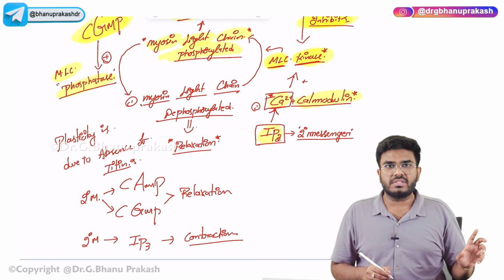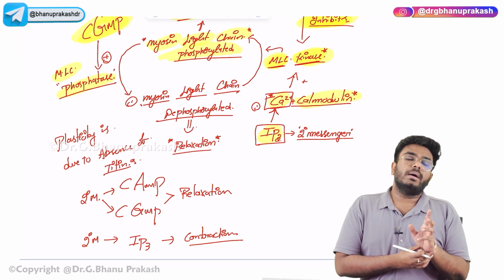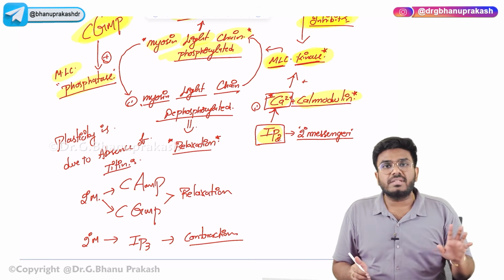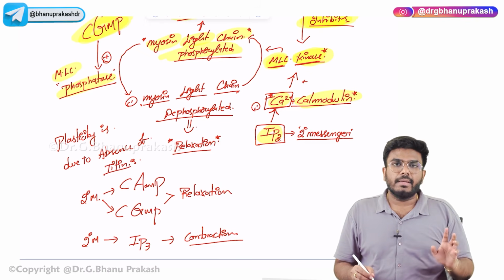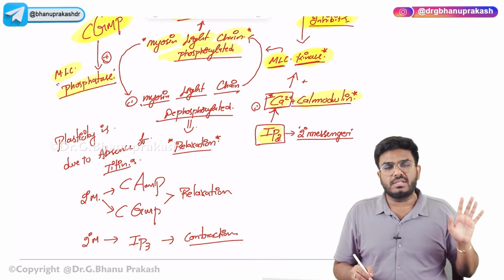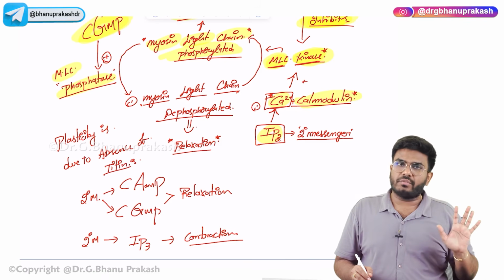Troponin is not present in the smooth muscles. Okay, T-tubules are not present in the smooth muscles. Okay, next, nebulin is not present in the smooth muscles. These are the important points which I want you to know.